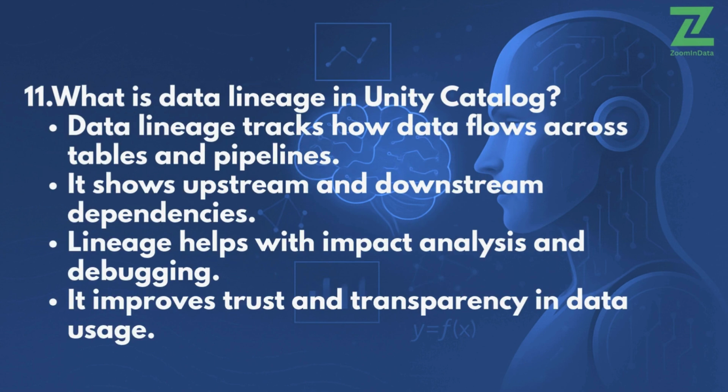What is data lineage in Unity Catalog? Data lineage tracks how data flows across tables and pipelines. It shows upstream and downstream dependencies. Lineage helps with impact analysis and debugging. It improves trust and transparency in data usage.